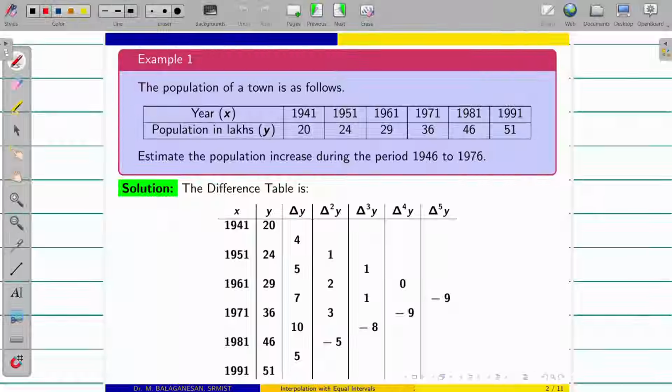That's the process. So simple. It will be easy to find the difference table. If you find the difference table, thereafter there is nothing. Easily you can find the population in 1946 as well as in 1976.